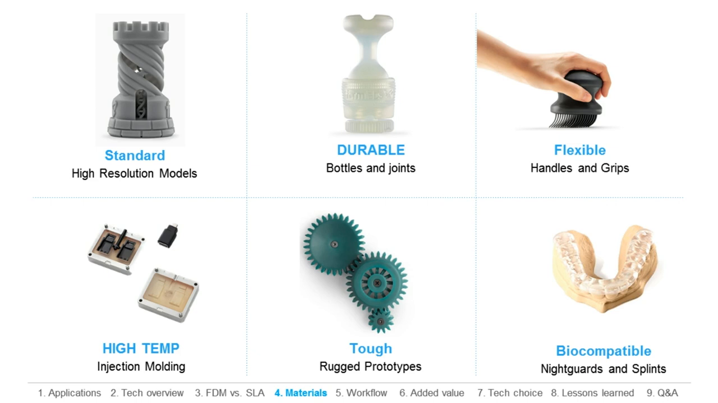Our durable material allows you to print ball joints and simulates polypropylene, while our flexible material on the top right-hand side there is great for creating handles and grips, and our high-temperature material is perfect for injection molding and can withstand temperatures of up to 290 degrees Celsius. Our tough material on the bottom middle there simulates ABS plastic and is great for working prototypes. And the bottom right there is our biocompatible material, which is popular especially with dentists for applications like surgical guides.